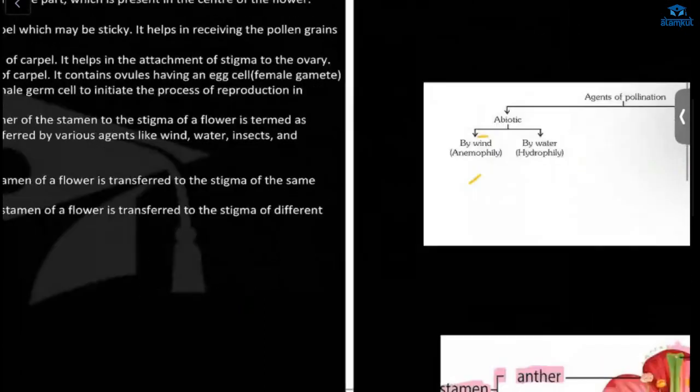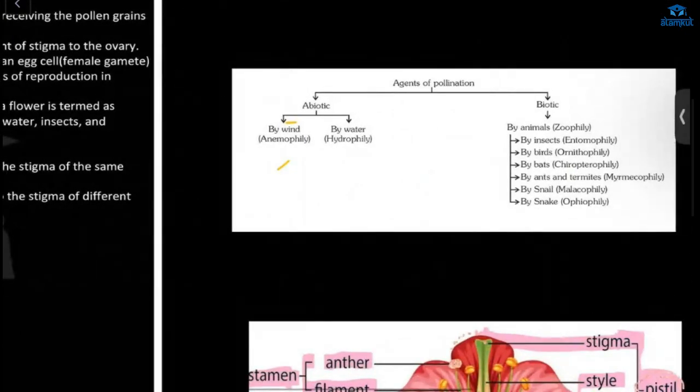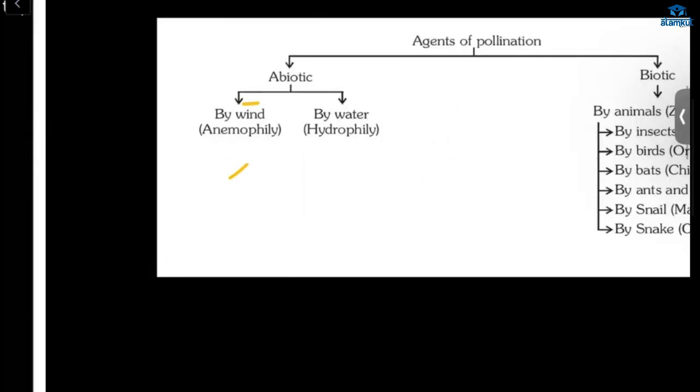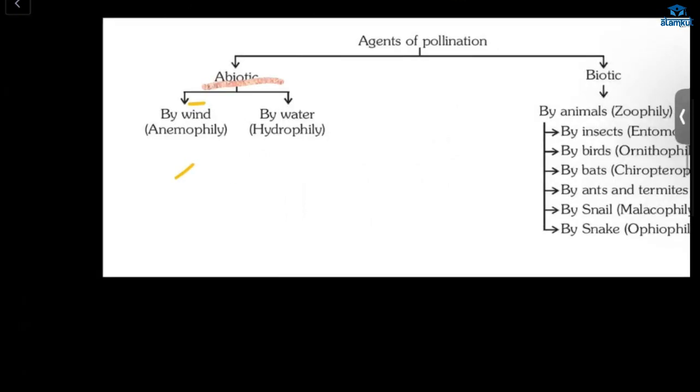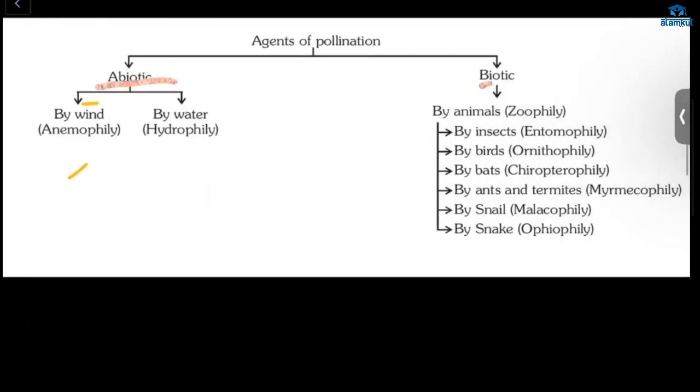In pollination, we have different agents. The first is abiotic, and the next one is biotic. Abiotic, non-living things, help in the transfer, like wind and water. The other, biotic, is by animals. It could be by insects, birds, bats, snails, ants, and snakes.